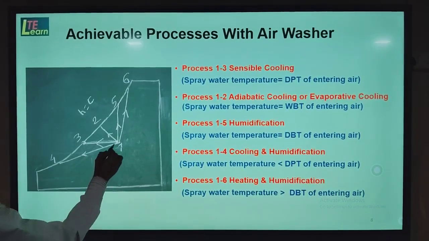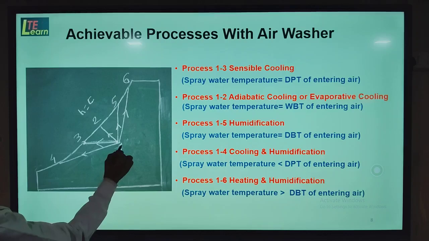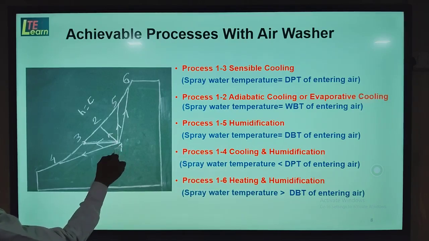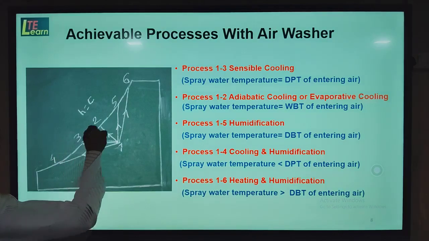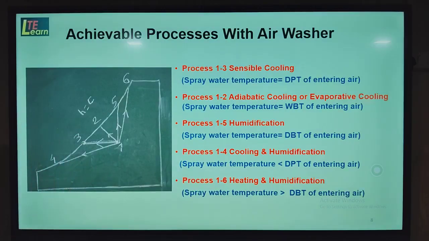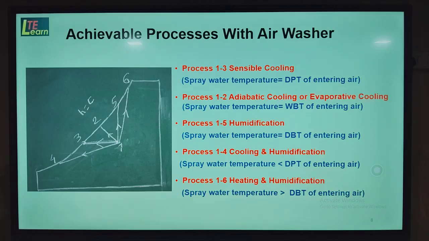So here this is a point. Suppose this will be the inlet to the air washer. The condition of air which is entering the air washer is shown by point 1, and the outlet condition of the air from the air washer is shown by these different points. We will take first the 1 to 2 process.